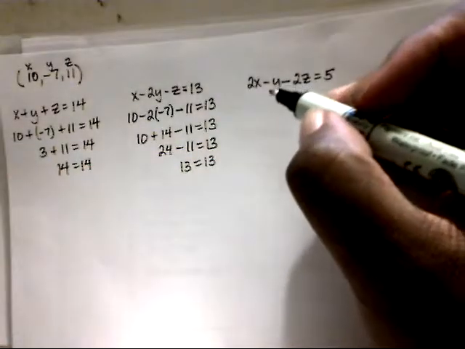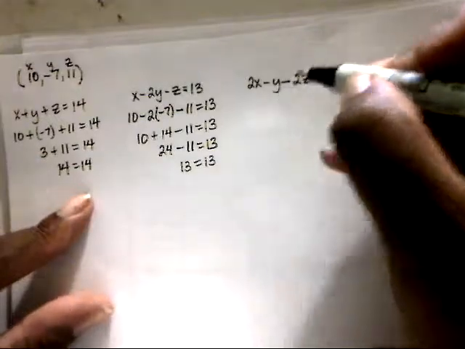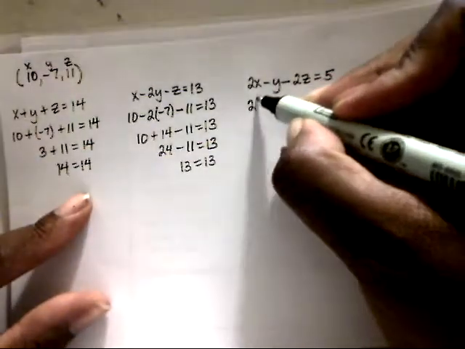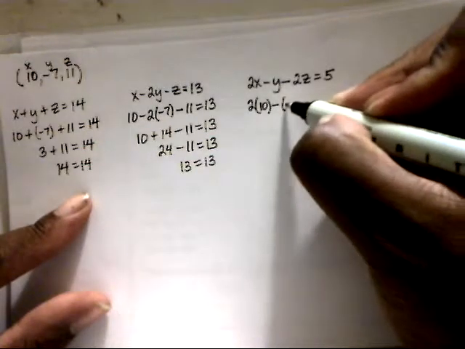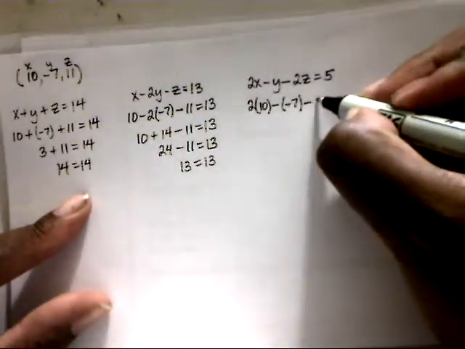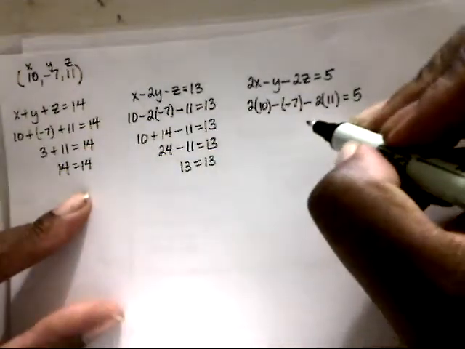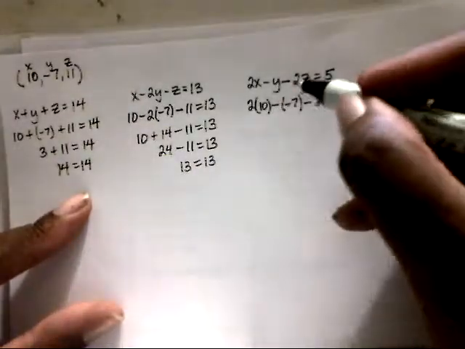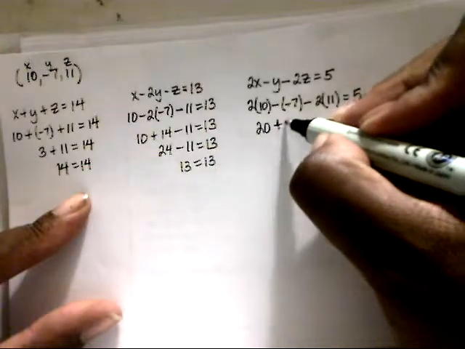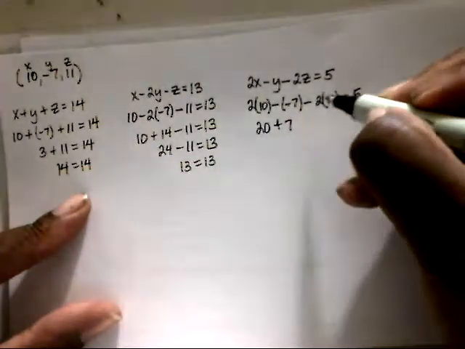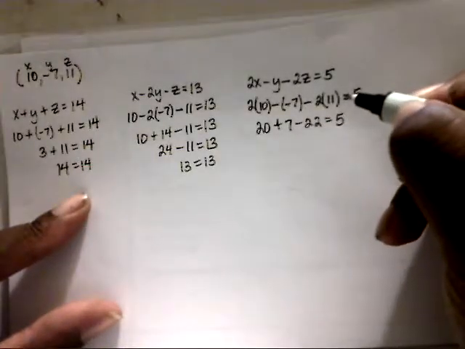And again, we replace the x, the y, and the z with 10, -7, and 11, respectively. So we have 2 times x, which is 10, minus y, which is -7, minus 2 times z, which is 11. That should equal 5 on the left side. Now, if you multiply 2 times 10, that's going to be 20. Minus a -7 will be plus 7. And then minus 2 times 11 will be minus 22. And that should equal 5.